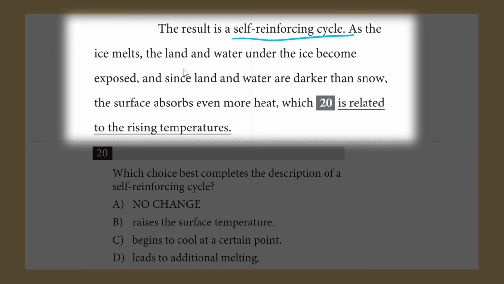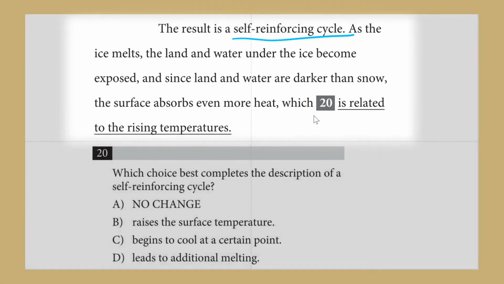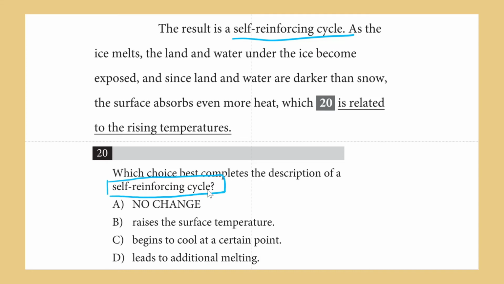As the ice melts, the land and water under the ice become exposed, and since land and water are darker than snow, the surface absorbs even more heat, which is related to the rising temperatures, and this is the part that's underlined. The question says, which choice best completes the description of a self-reinforcing cycle? This is the entire key to the question. So what is a self-reinforcing cycle? Basically a series of events that lead into each other.